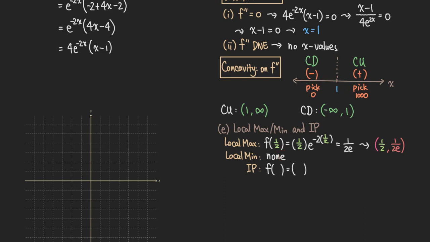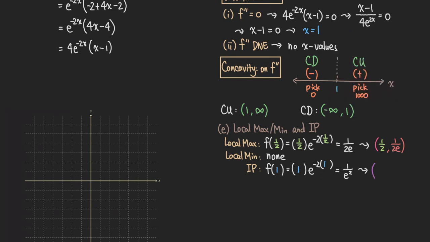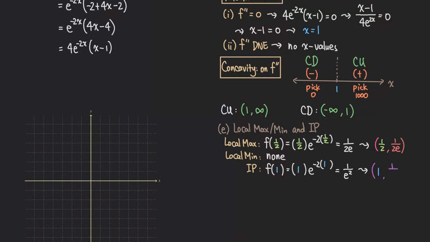Then we are going to get e to the negative 2 times 1. And then we have 1 here, and then 1 here. So that's easy to calculate. If you do that calculation, you are going to get, what is that? That's e to the negative 2, right? So 1 over e squared. And if you're putting it as a point, then you are going to get, what is that? That's 1, right, as the x value. And then 1 over e squared. Okay, so that's our inflection point.